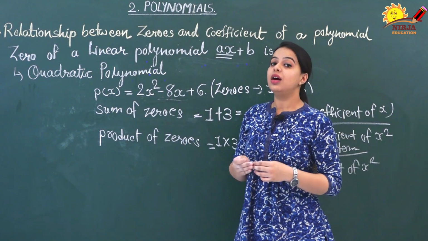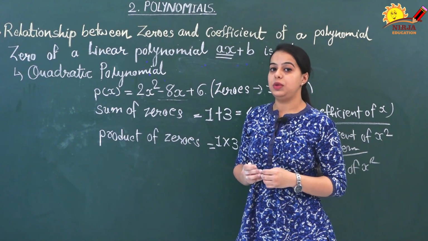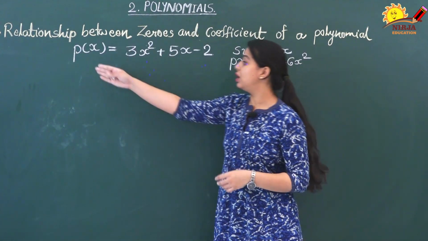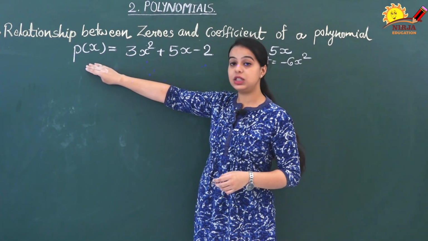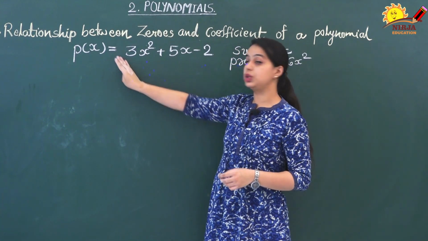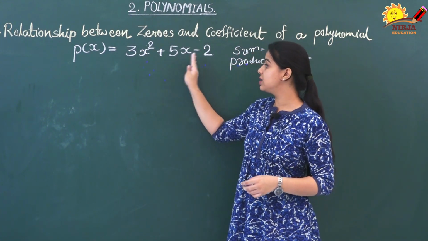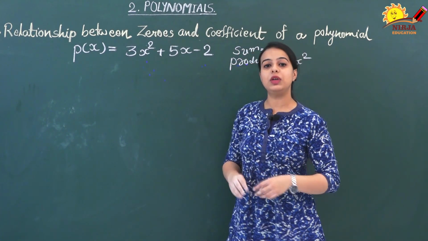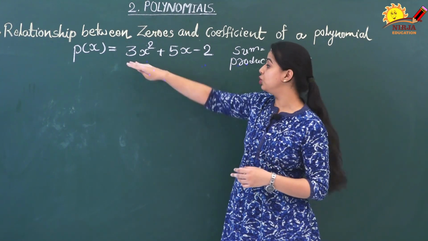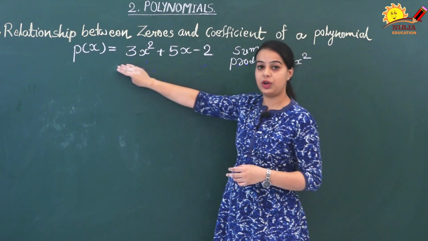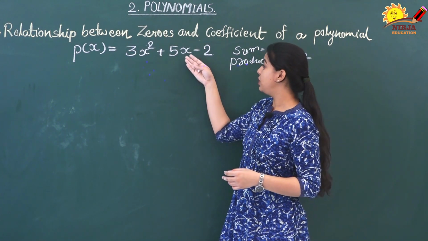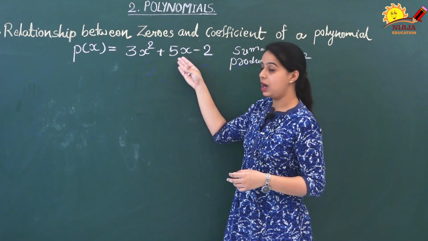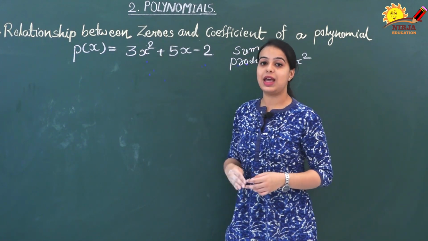Let us see another example of quadratic polynomial. Here I have taken the quadratic polynomial p of x is equal to 3x square plus 5x minus 2. Now what we need to do? We need to do the factorization of this polynomial in such a way that the sum of the middle terms will be 5x and the product will be minus 6x square.